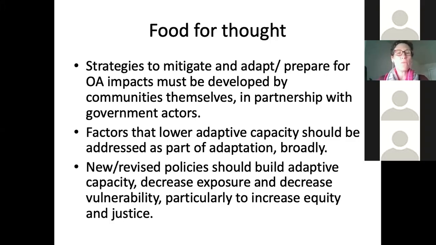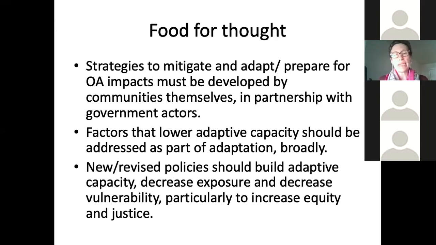And then finally, we want revised policies to be like multi-tools. They should do a number of things at once to reduce risk. They should build adaptive capacity, decrease exposure, and decrease vulnerability. And at the same time, they need to be focusing on increasing equity and justice rather than simply leaning on established pathways that depend on powerful or privileged actors.